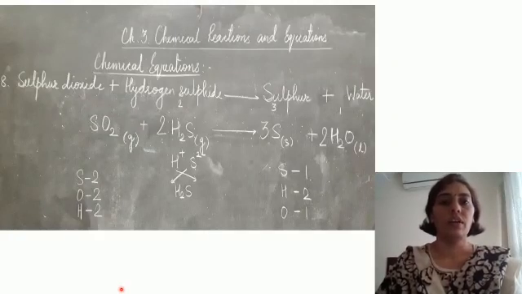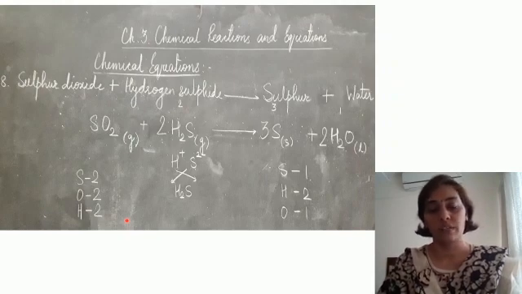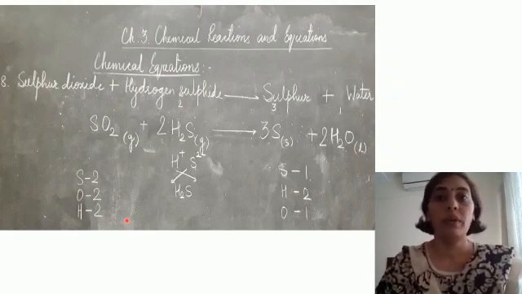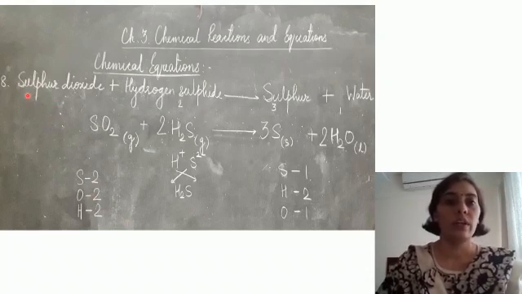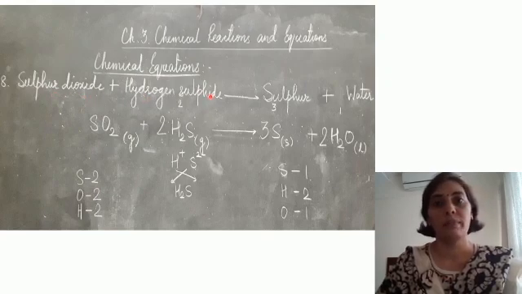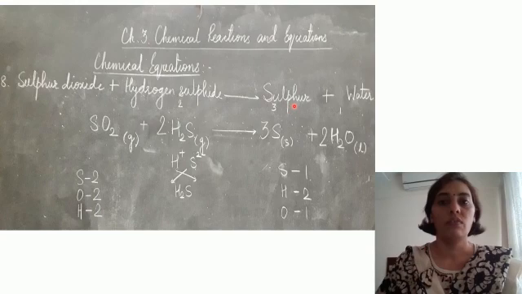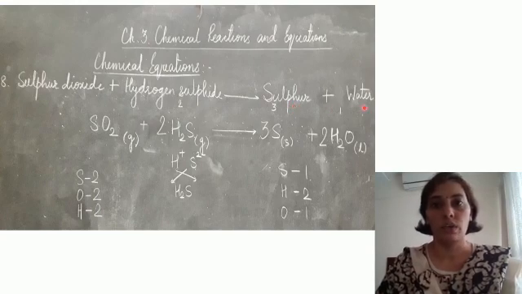Okay, so here we have one more equation, children, where it's difficult to find out the products. So you will have to remember the products in this case because it's not easy to predict the products. So this is one, that is sulfur dioxide and hydrogen sulfide. When they combine with one another, they give rise to sulfur and water.